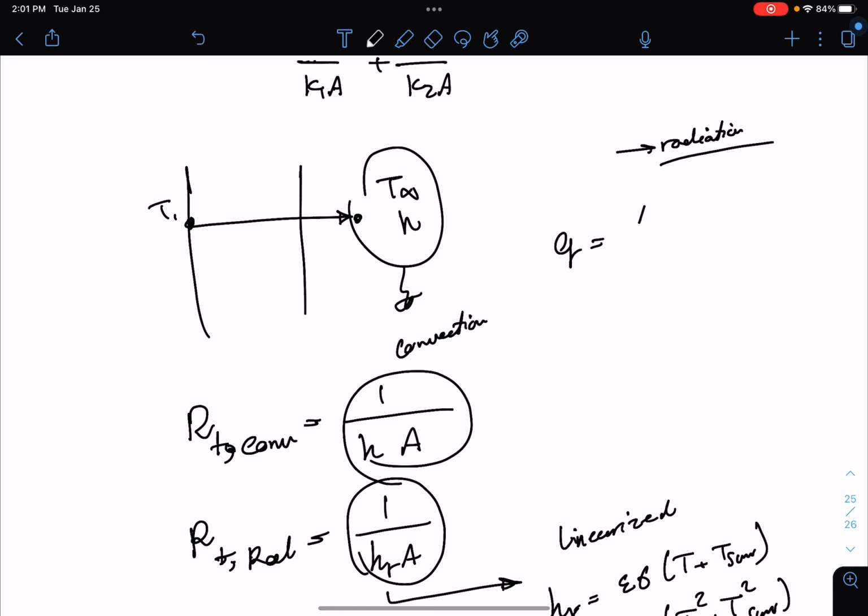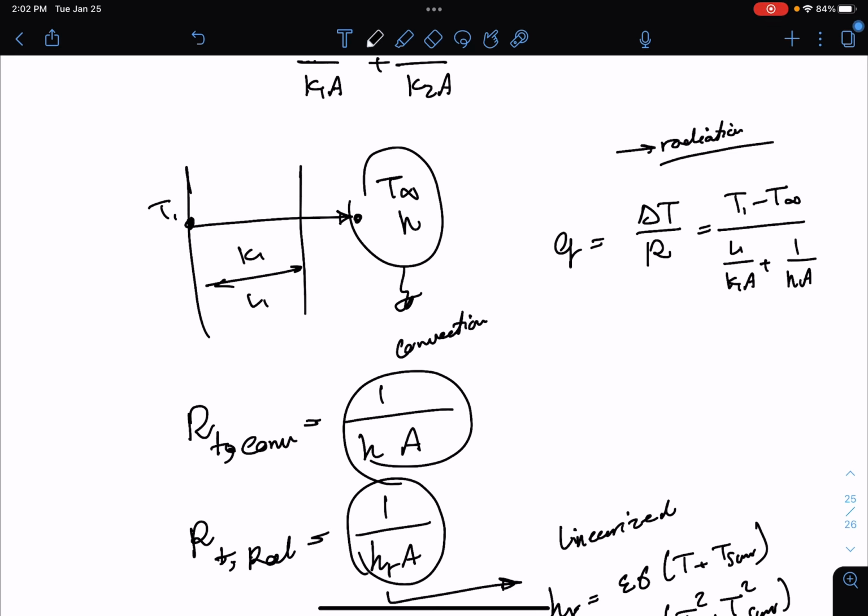It is delta T over R, right? What is the delta T? What is R? Delta T is the temperature difference. Which temperatures? T1 minus T infinity, right? Because we have incorporated the negative sign. Divided by, what is R here? R1 plus R2, which is L1 over K1 A plus 1 over HA, right?